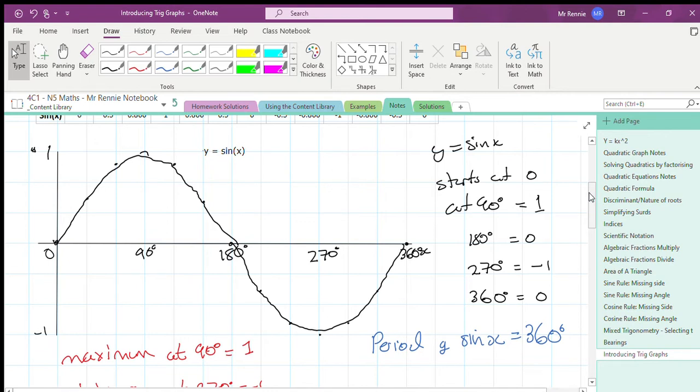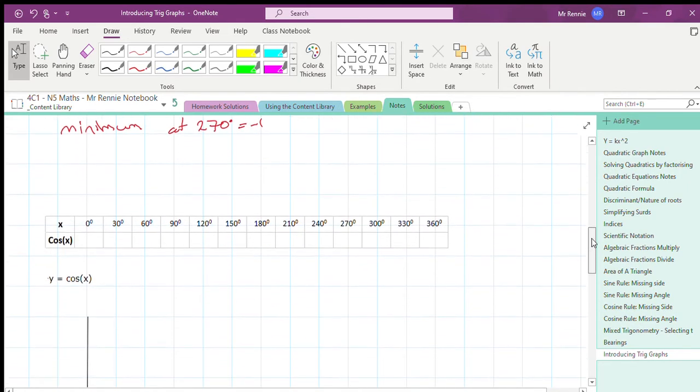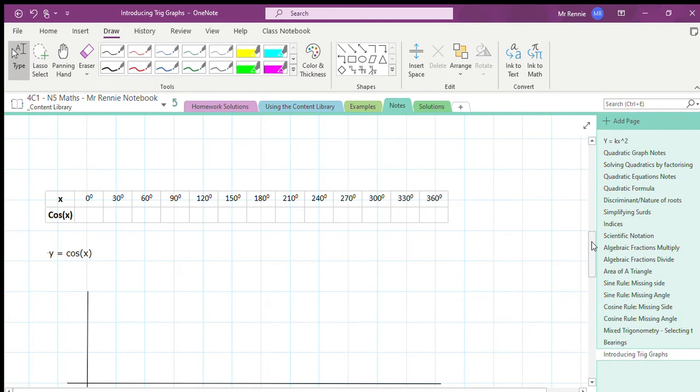What we're going to do now is move on and look at what the cos graph does. Again, I like to pause the video and create a new table so that we can put in our cos values. I will go through this a bit quicker. Again, key points 0, 90, 180, 270, 360, but we want to know what it does in between so we can sketch it.